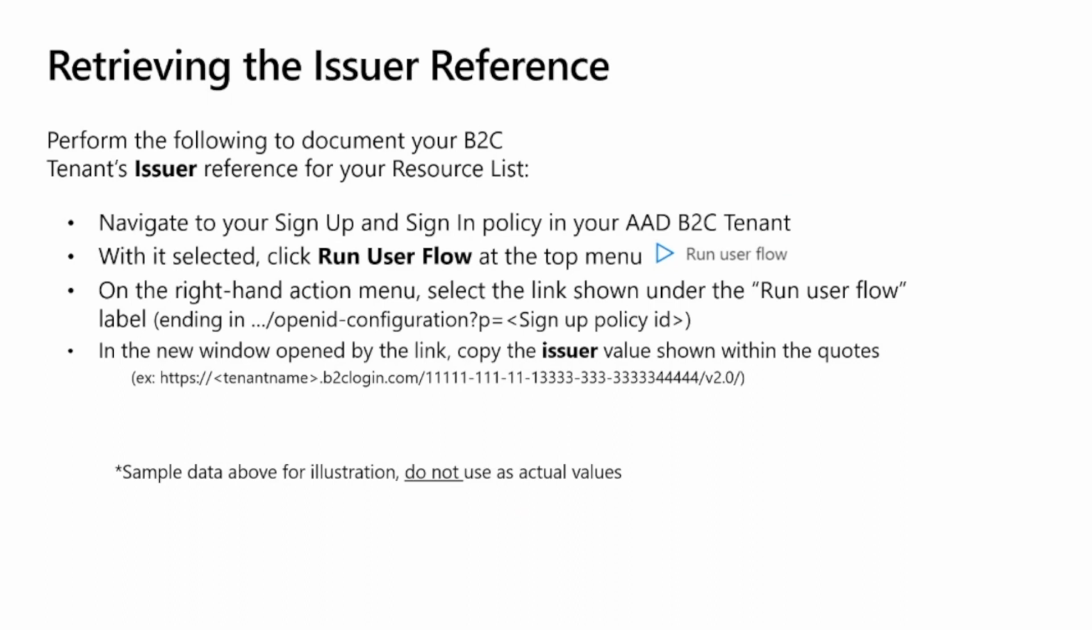And again, you'll see another action menu swipe from the right. Under the label that says Run User Flow, you'll see a URL, and that URL will take you to the configuration page for this application and the sign up policy. The URL typically ends in /openid-configuration with the argument of the name of your user policy. As you click it, it should open in a new tab or window.